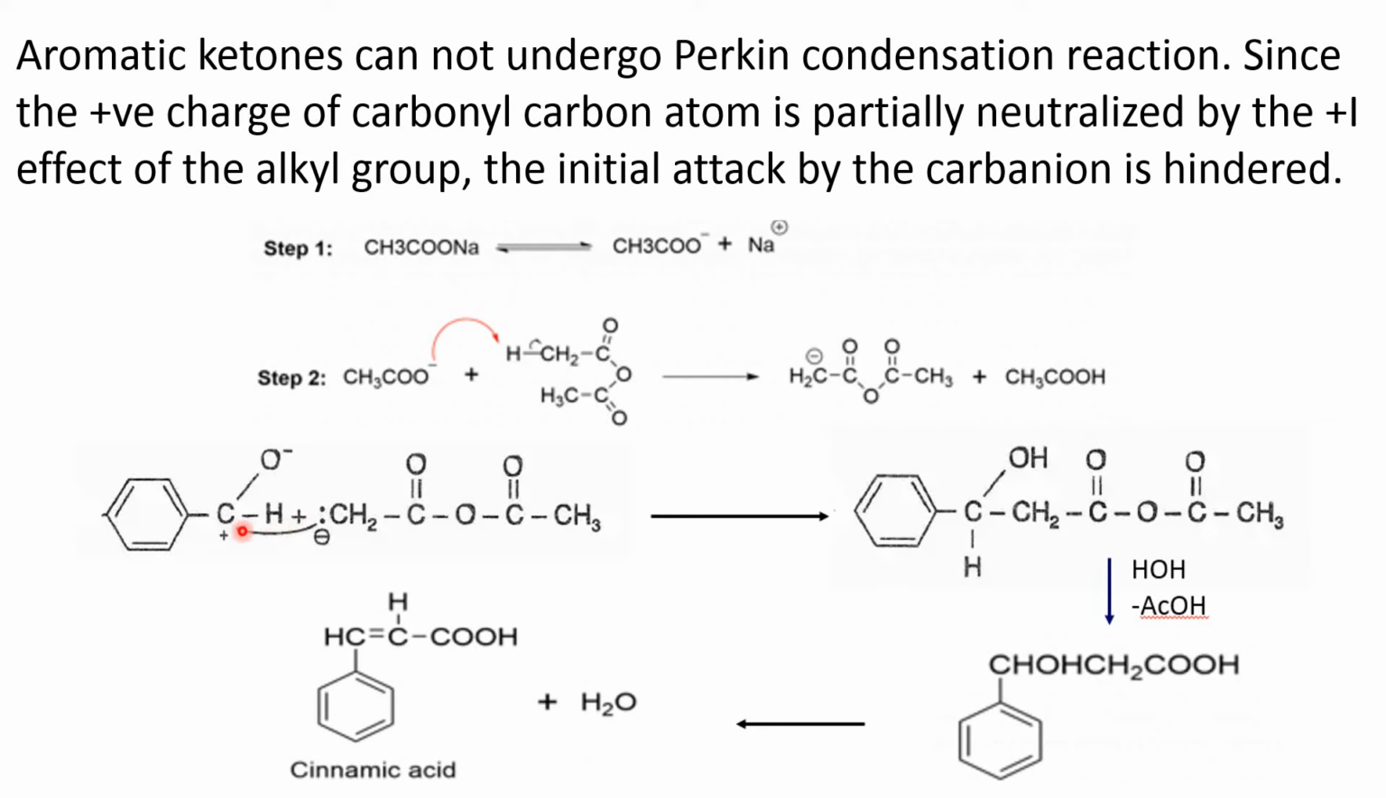So this carbanion attacks this carbonyl carbon atom and then we get this one. And then on hydrolysis, OH and H, this is C double bond O, then OH, that is acetic acid, and then this another hydrogen will be coming here. So we will get this compound, C6H5CHOHCH2COOH. Now water will be removed. How? This OH group and the hydrogen atom from the adjacent carbon atom will be removed as water and we will get the cinnamic acid. This is the mechanism of Perkin condensation reaction.